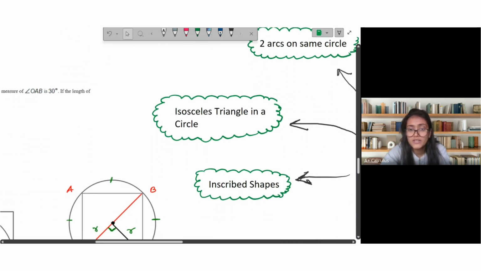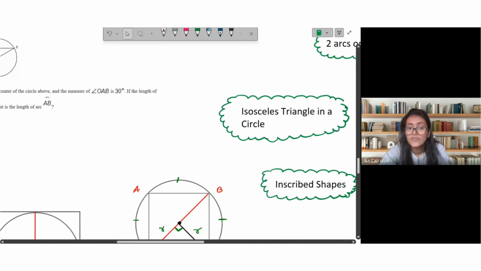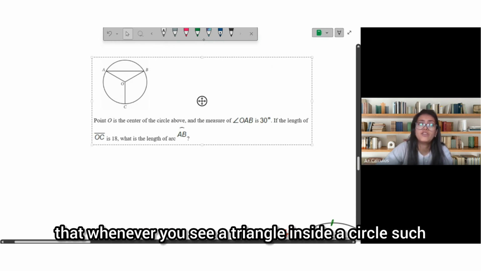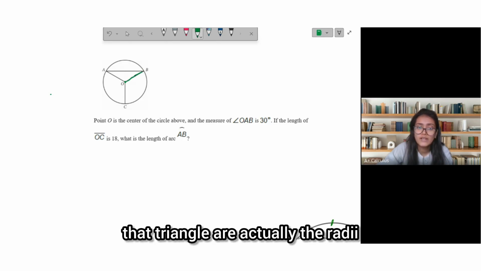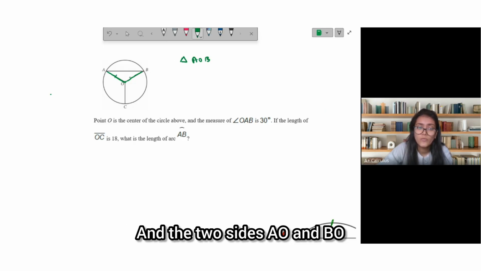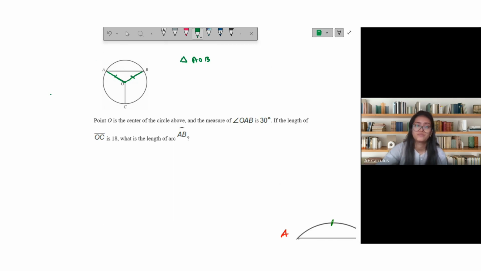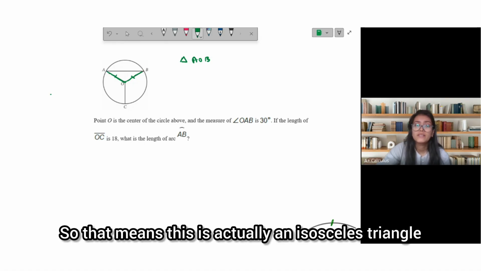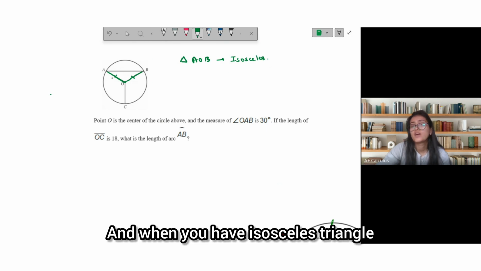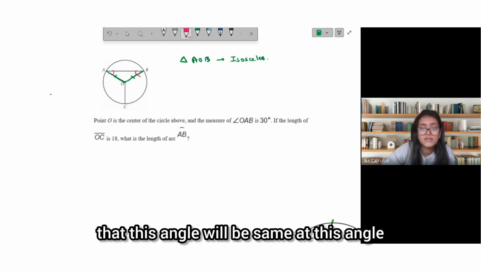The other question type is when we have an isosceles triangle in a circle. This is often tested a lot. In this concept, you need to understand that whenever you see a triangle inside a circle such that two sides of that triangle are actually radii, see, this is triangle AOB, and the two sides AO and BO are nothing but the radii of the circle, right? And we know that all radii are congruent. So that means this is actually an isosceles triangle. And when you have an isosceles triangle, we also know that this angle will be the same as this angle.